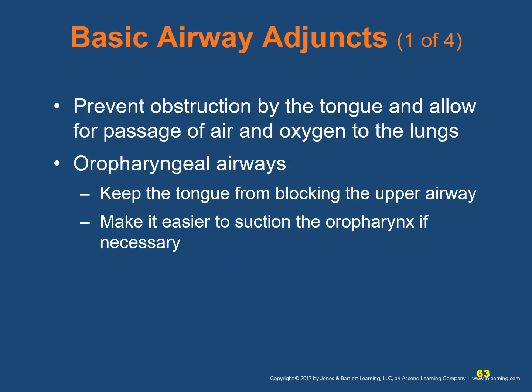There are different types of basic airway adjuncts that you can use. These help prevent obstruction by the tongue and allow for passage of air and oxygen to the lungs. The first one we're going to discuss is the oropharyngeal airway. These keep the tongue from blocking the upper airway and make it easier to suction the oropharynx if necessary. Suctioning is possible through an opening down the center or along either side of the oropharyngeal airway.